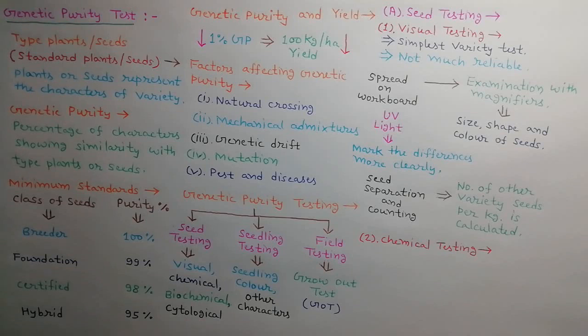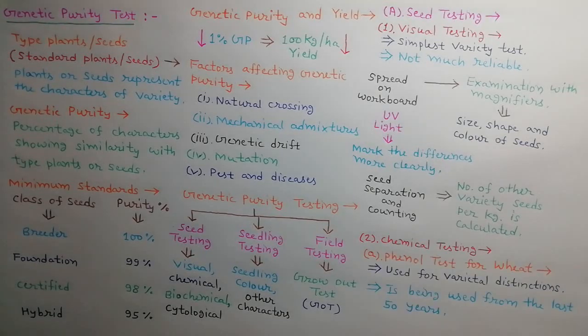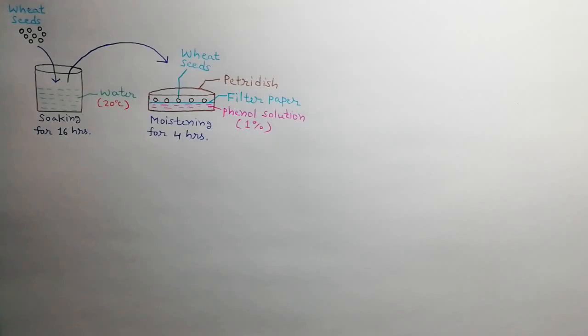To test the chemical characteristics of the varieties, the seeds are treated with suitable reagents and their reactions with individual seeds are observed. The phenol test has been used for varietal distinctions in wheat for the last 50 years. The seeds are soaked in water for 16 hours at 20 degrees centigrade temperature, and then these seeds are spread over a filter paper in a petri dish and moistened with 1% phenol or carbolic acid solution for about 4 hours.